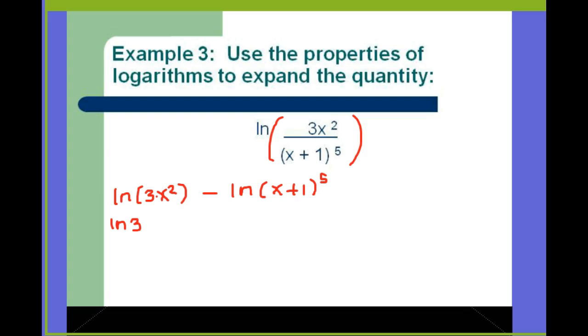So that's ln 3 plus ln x squared minus, and then you can bring that 5 out in front, ln x plus 1. Now addition within a natural log doesn't simplify, only multiplication. And just like we brought this 5 from up above here, we can do that to the 2 as well.